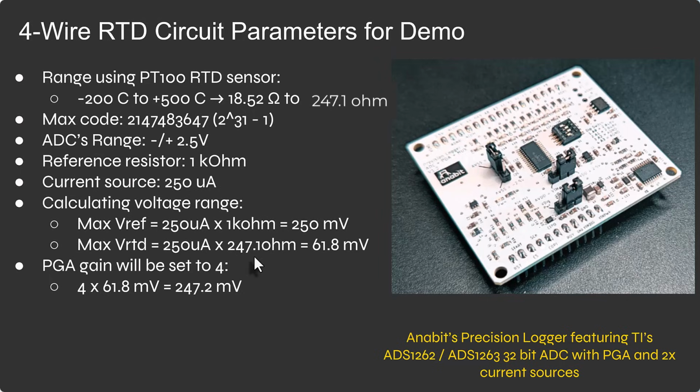For the demo, I'm using Anabit's Precision Logger open source reference design. It has a 32-bit ADC on it, so very high resolution. It has a built-in programmable gain amp, and it also has two low current sources that we can use. So it has a lot of the elements for making this measurement.